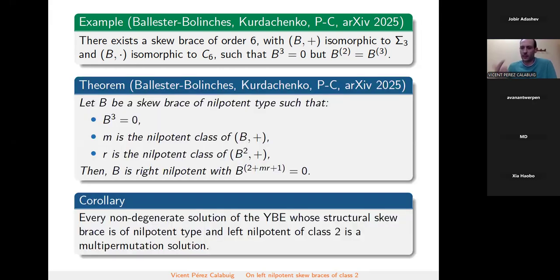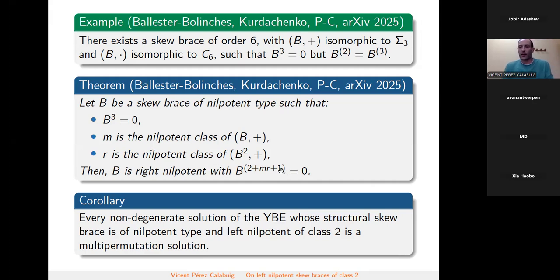And in this case, we get a positive answer. Our main result shows that if B is a skew brace of nilpotent type, and it is left nilpotent of class at most 2, then B is right nilpotent. And even more, we got an upper bound for the nilpotency class of B. Indeed, if M is the nilpotency class of the additive group of B, and R is the nilpotency class of the additive group of B squared, then we get this upper bound equal to 2 plus M times (R plus 1).